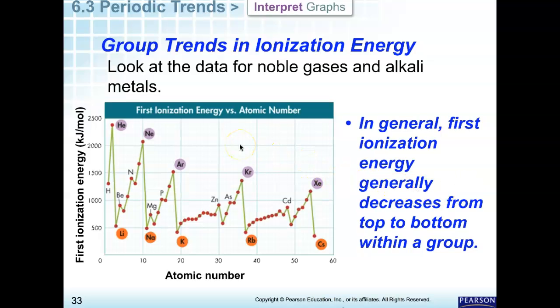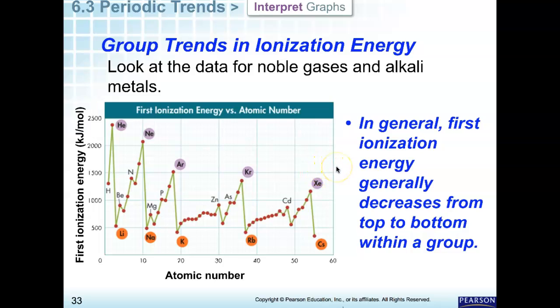So I'm looking at this data right here. I can see helium, neon, argon, krypton, xenon. They're all in the same group. They're noble gases. And you can see that what actually happens is that the ionization energy is decreasing as you go from top to bottom.